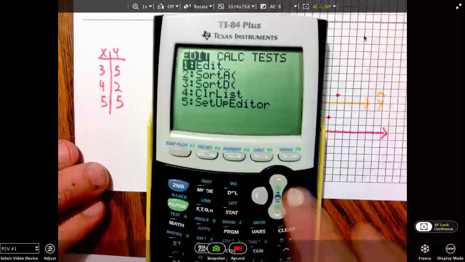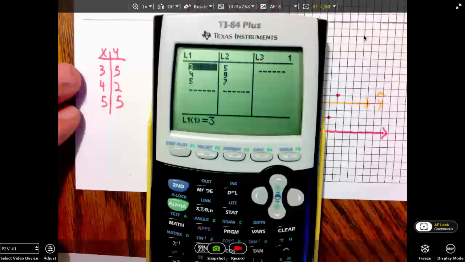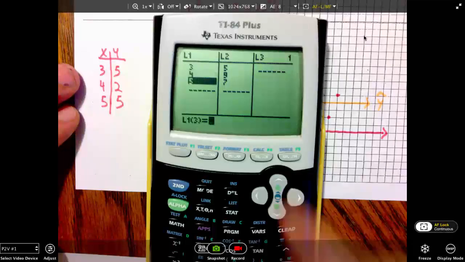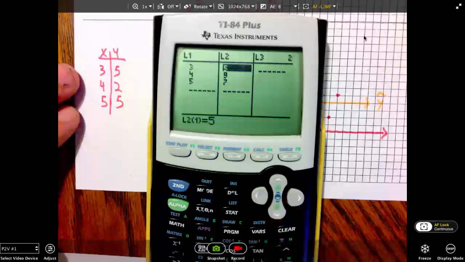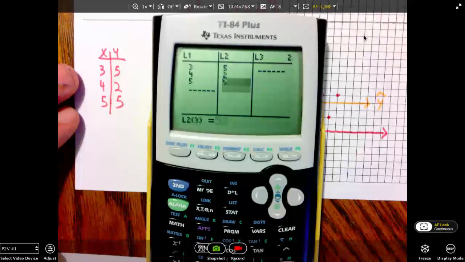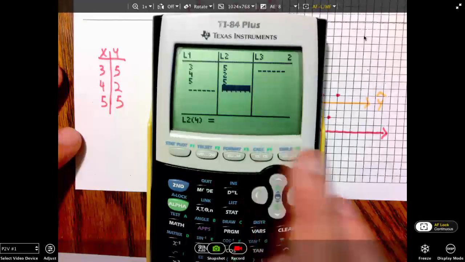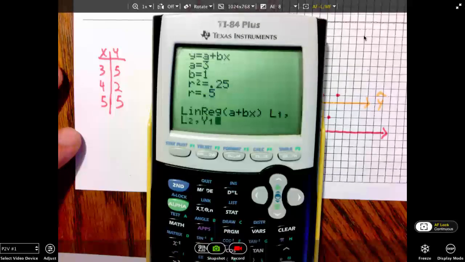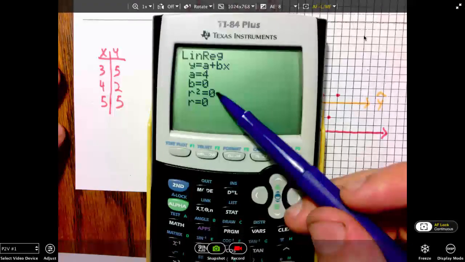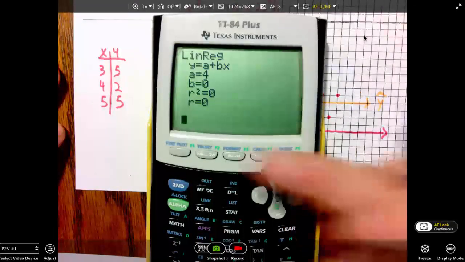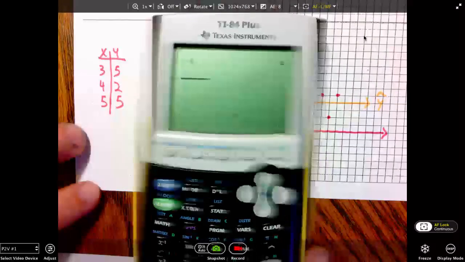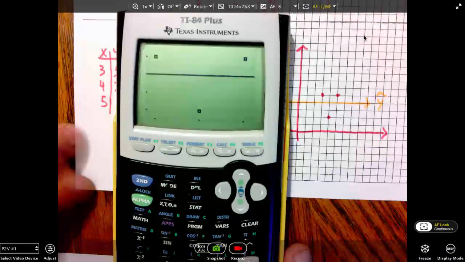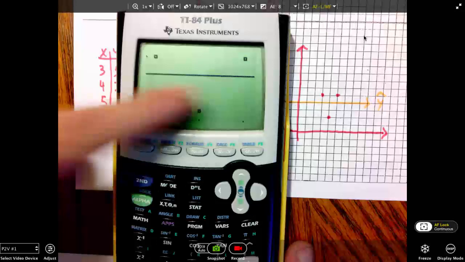Stat edit. 3, 4, and 5 are my x's. 5, 2, and 5 are my y's. Clear, second enter, bring back the statement. Here we see both r squared and r are 0. Looking at the graph, there you see the points, and there you see our regression equation.